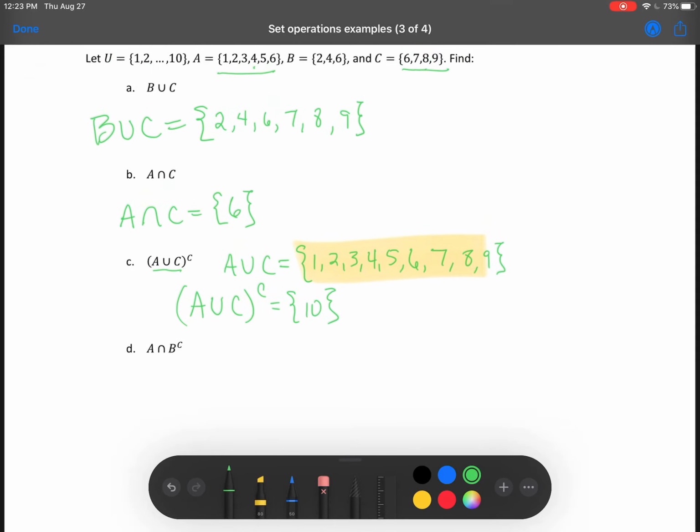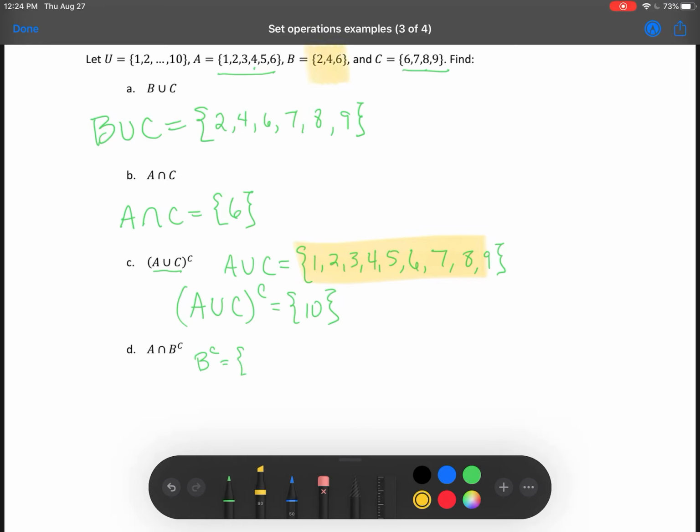All right, our last one is A intersect with B complement. So notice here this is different from part C above, because the complement is only applying to the set B. Again, following an order of operations, we're going to find B complement first. So this is kind of my scratch work.